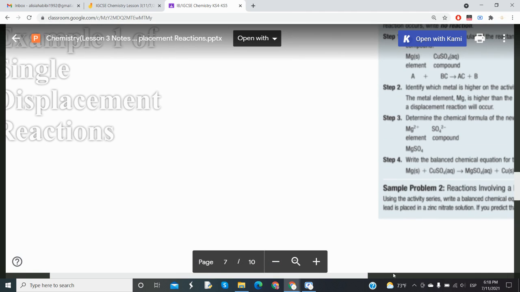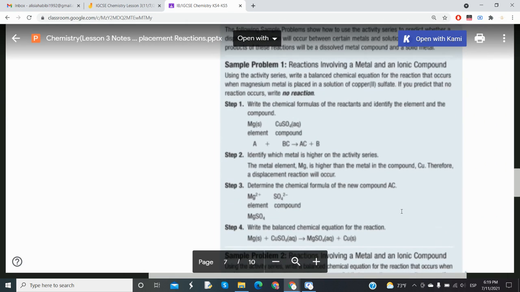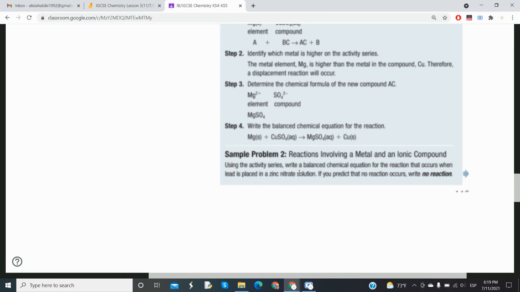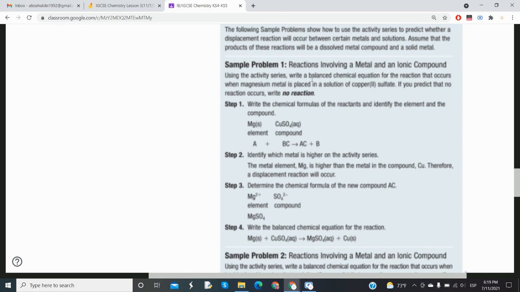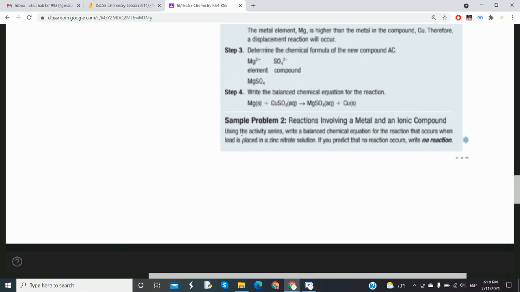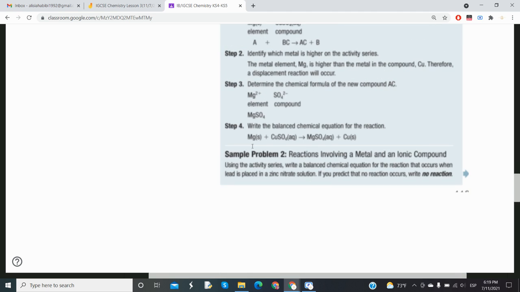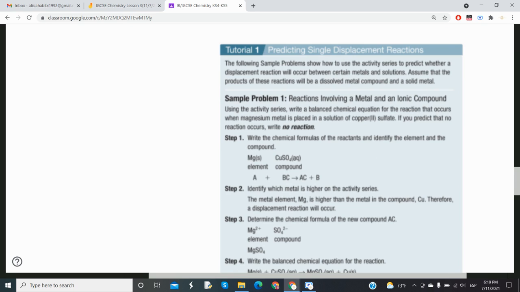So we've looked at the part where we've seen when a reaction involves a metal and an ionic compound. And guys, it's the same thing. Sample problem 1 is actually the same as sample problem 2, which is the reason why I did not put the reaction here, because it was similar to sample problem 2. Sample problem 1 says magnesium metal is placed in a solution, which is the same as saying zinc is placed in a zinc nitrate solution. So it's the same thing. You're going to have lead placed in a zinc nitrate solution, so you're going to have lead on this side where magnesium is reacting with zinc nitrate.